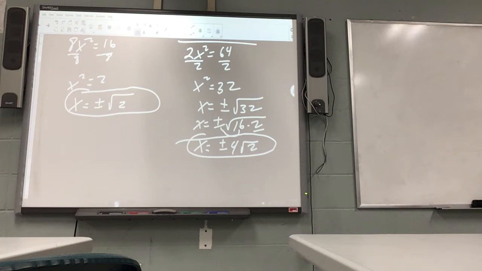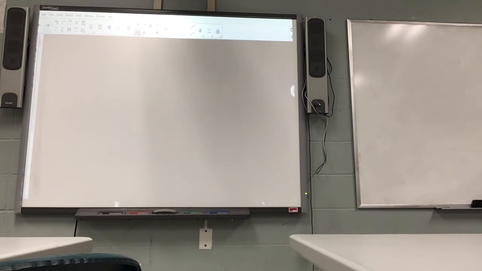Okay, I'm going to let you try one of those now. Got what you need on that page? 4 minus 3x squared equals negative 77. So I would get rid of the 4 first. That's just what I would do.